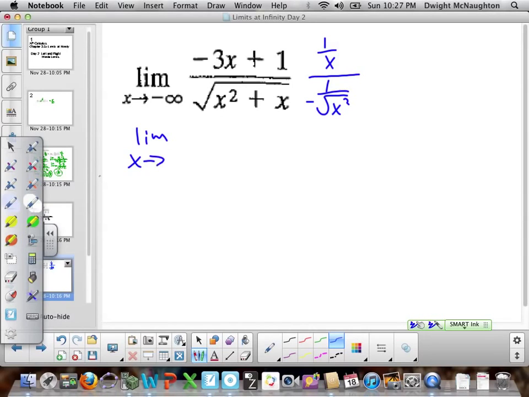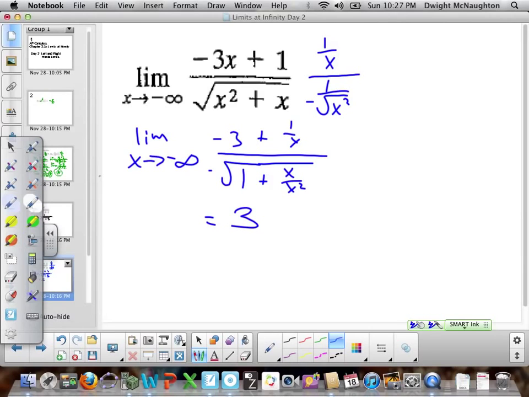So x approaches negative infinity. We got negative 3 plus 1 over x, and we got negative square root of 1 plus x over x, or actually, x over x squared. Doesn't matter. It approaches 0 either way. And we're left with 3, because these negatives will cancel.